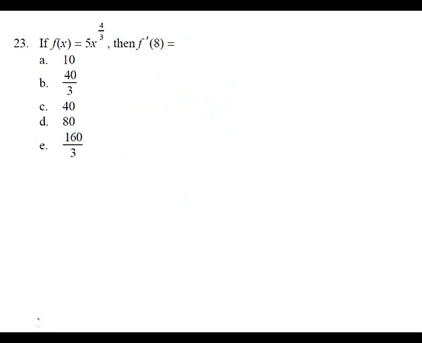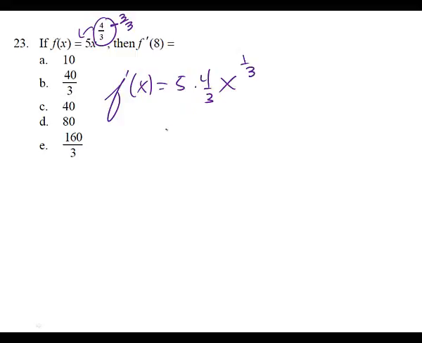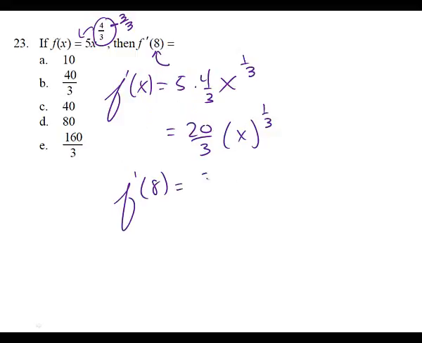All right, so I need to take this and put it where? To the front. So we've got 5 times 4/3 x. Now we're going to subtract 1. In this case, we're going to subtract 3 over 3, which is going to be what? 1/3. I guess I could simplify: 20/3 x to the 1/3 power. What are we supposed to plug into that? 8.